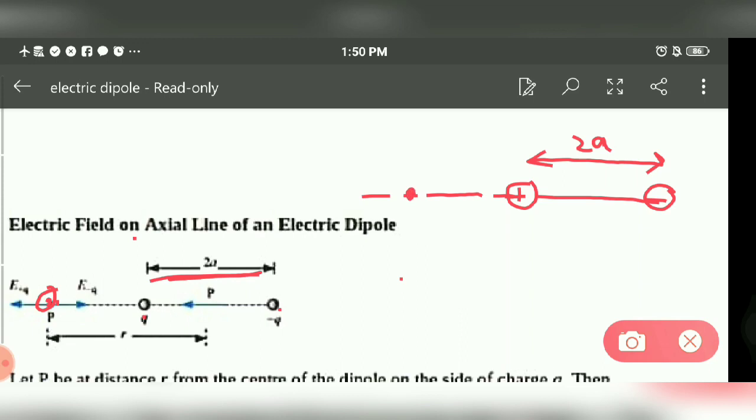This is point P where you have to find the electric field due to charge plus Q and due to charge minus Q. Let this be point O, and the distance between point P and the center is R, say. If this is the center point, then this distance is A. This distance is also A.